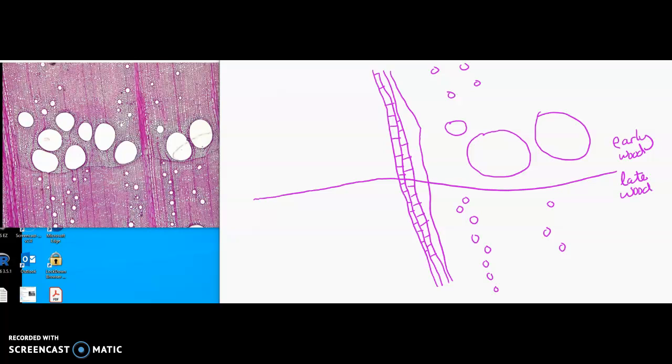As the cells change in size from being very large early in the spring to decreasing in size as the season progresses and it begins to dry out and become very hot.